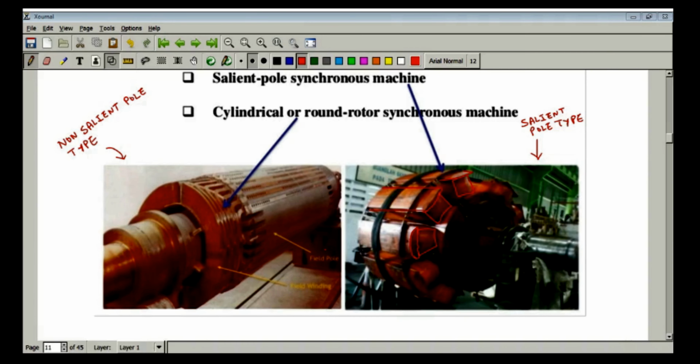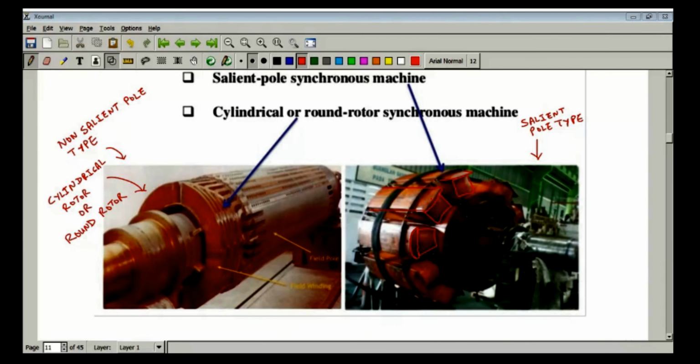So this is your salient pole type, and this is your smooth. So this thing is also known as a cylindrical rotor or round rotor, or you can also call it round rotor alternator.